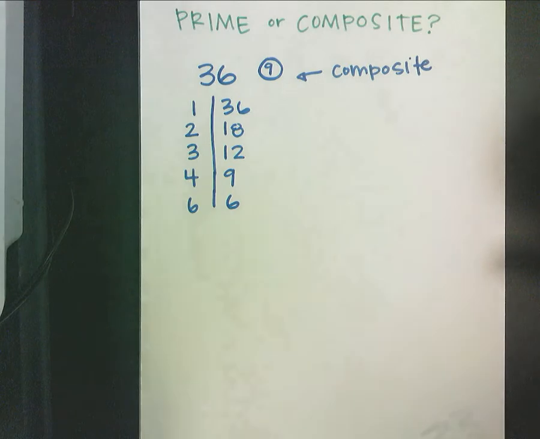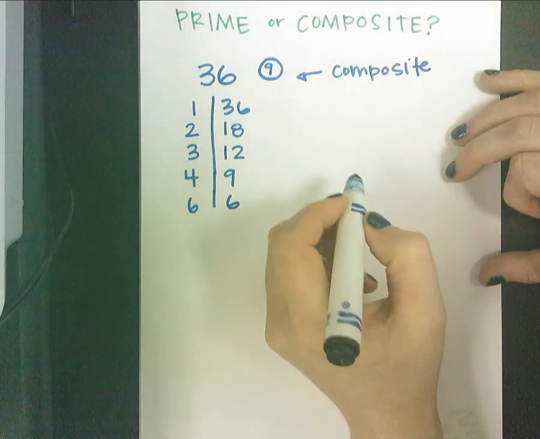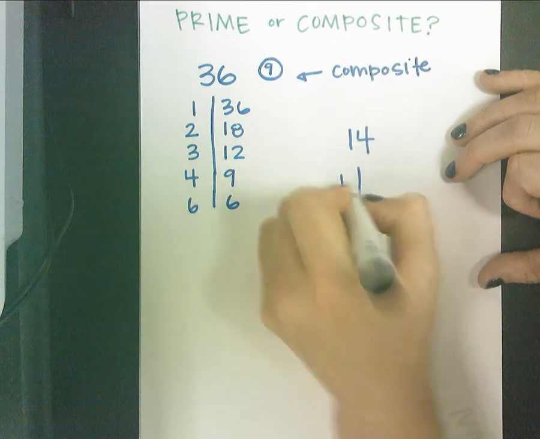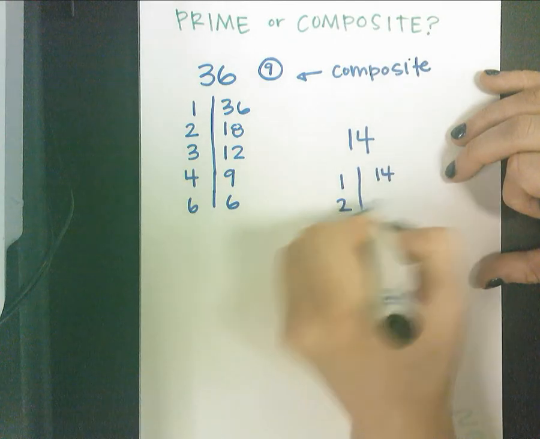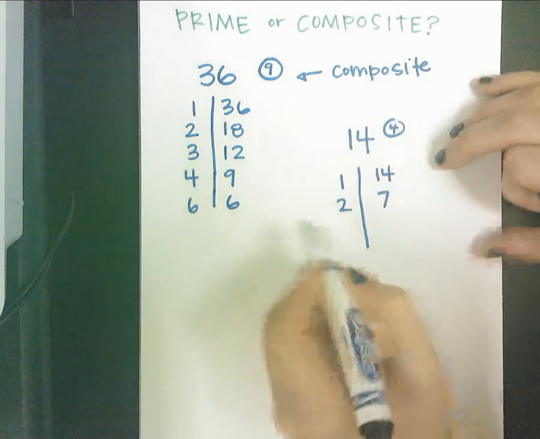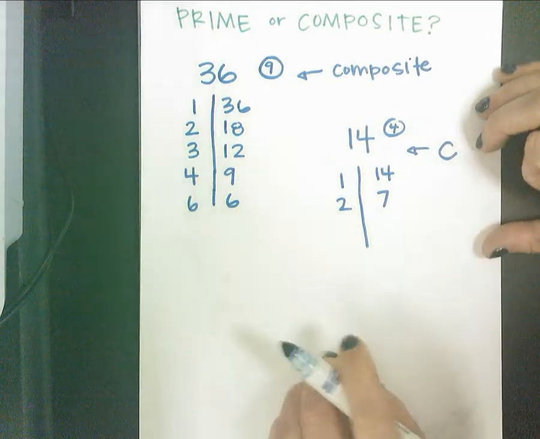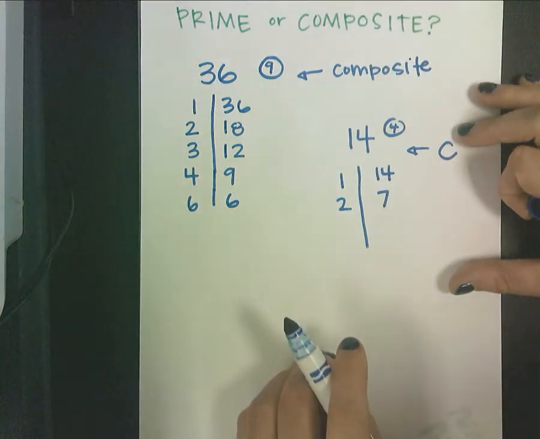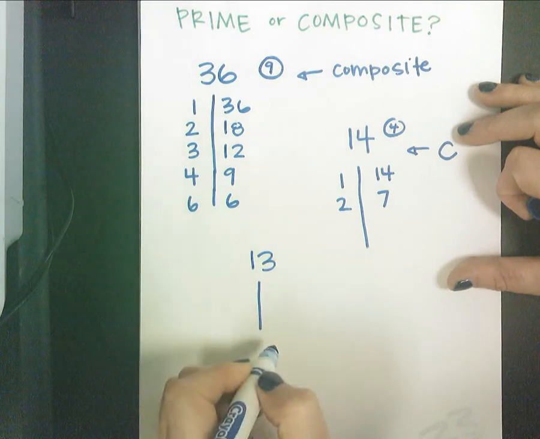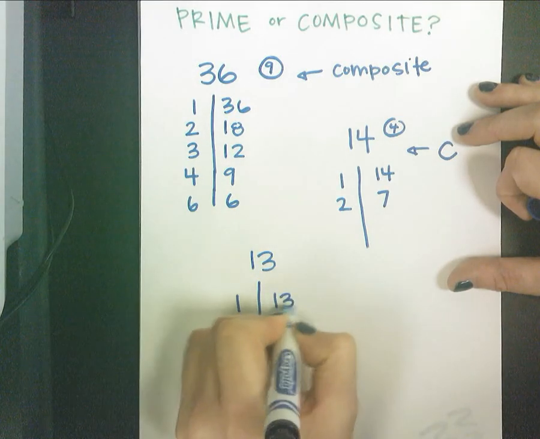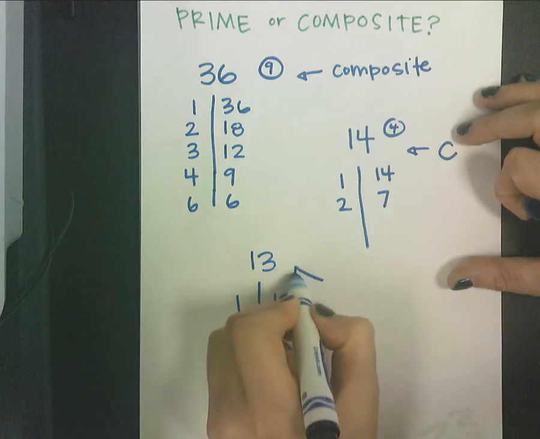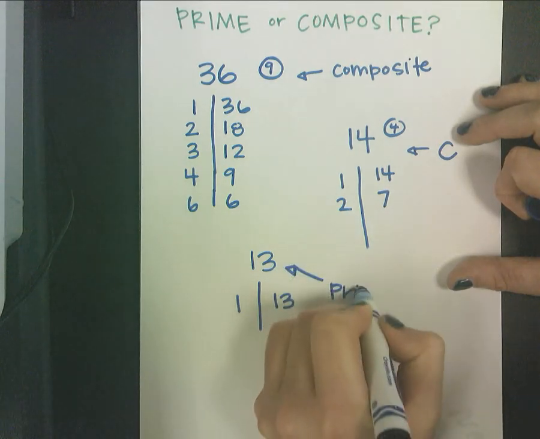Let's do another one. This time we're going to do the number 14. I know that you can make 14 by doing 1 times 14 and 2 times 7. It has 1, 2, 3, 4 factors. It has more than 2 factors, so this one is also composite. Let's try the number 13. When I think about my multiplication tables, all I can think of is 1 times 13. Since it only has 2 factors, 1 and itself, this number 13 is prime.